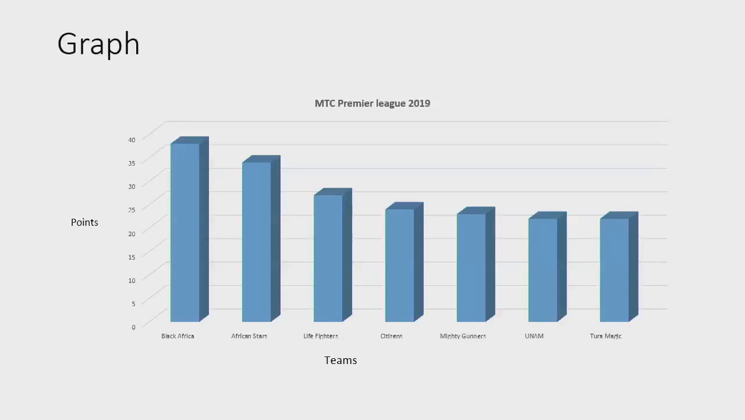It is very important that when you are drawing a graph you have a title. In other words, your graph must have a title, and MTC Premier League 2019 is your title. You need to have your points on the x-axis and the teams on your vertical axis. It's very important that when you look at this graph, all the information provided is there. And then you have to calibrate your graph from 0 all the way up to 40, because 40 is the highest number on this graph, and you list your teams as they follow each other.